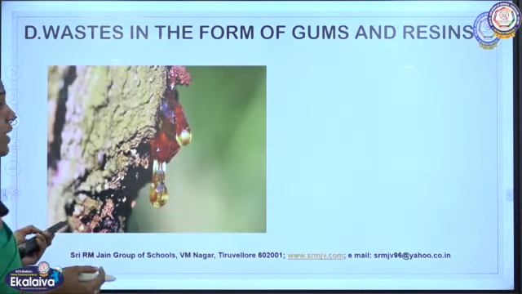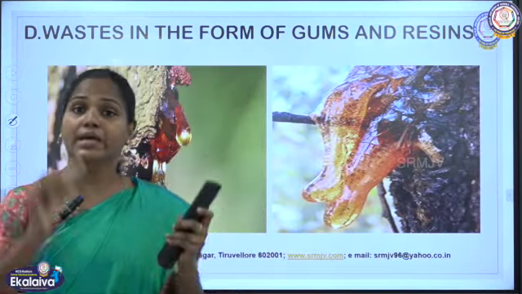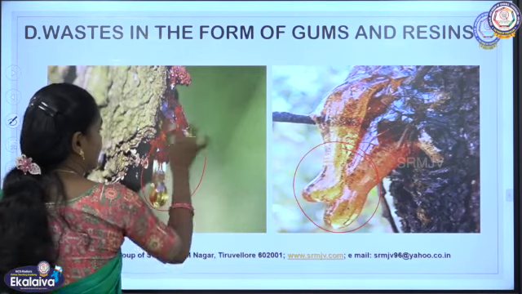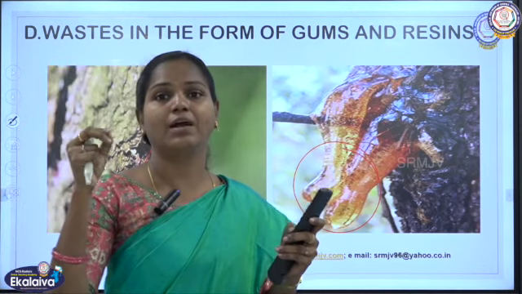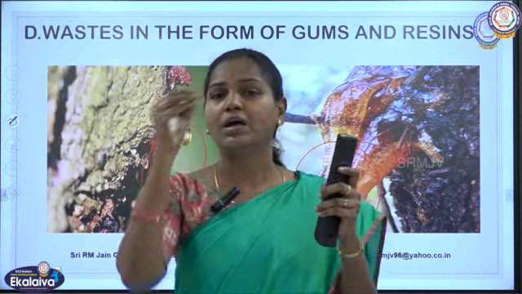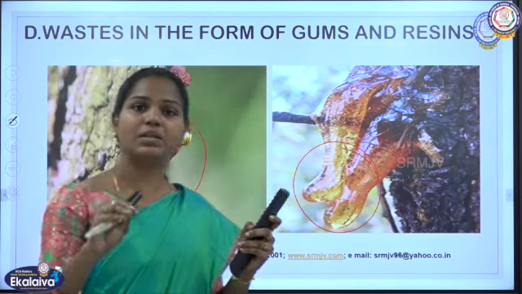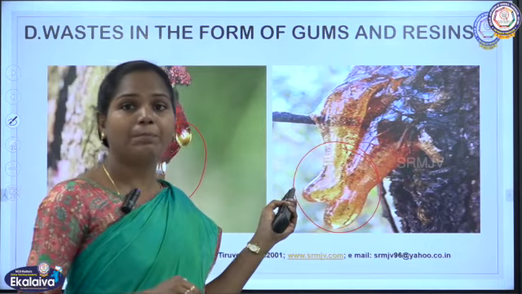Then the next one: in some plants, the waste will be produced in the form of gums and resins. You can see this mostly in drumstick plants. The woody stem of that plant will have some pores. From that, some gummy substance will be excreted out. That is actually the waste. So that is one way of excretion in the plant body.